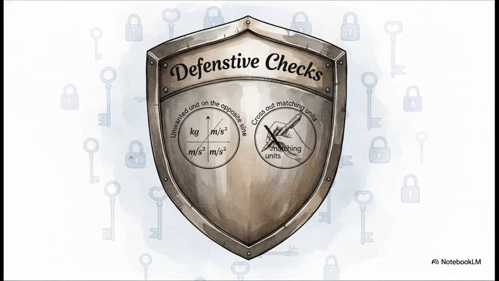So here are your 2 big safety checks. Think of it like a pre-flight checklist. First, always double-check that the unit you're trying to eliminate is on the opposite side of that fraction line. And second, actually cross out the units with your pencil before you even think about touching the numbers. If they don't cancel out perfectly, you know you've set it up wrong. It's your own built-in error detector.